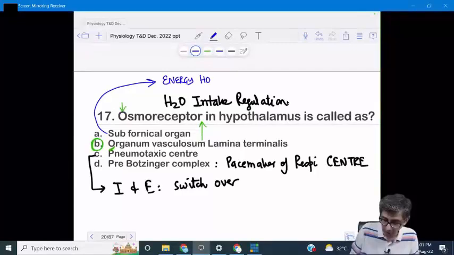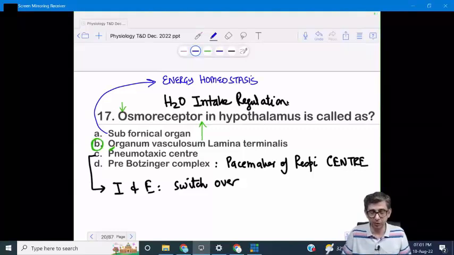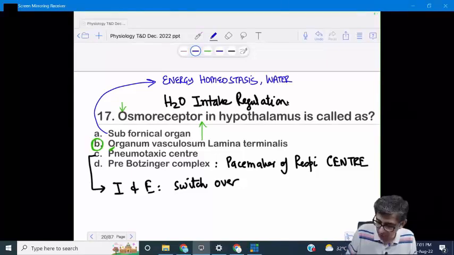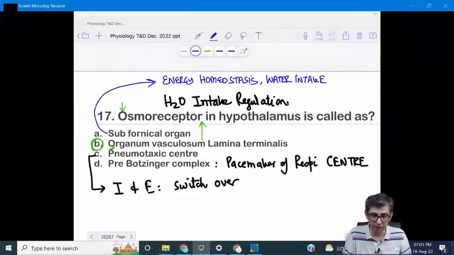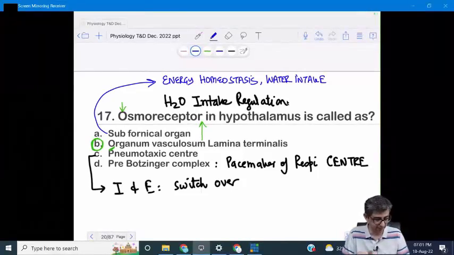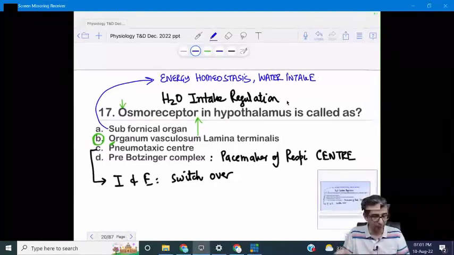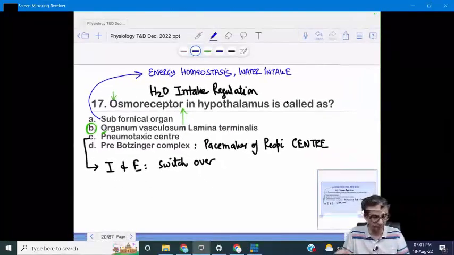It would regulate the caloric intake, energy homeostasis is the function with respect to organum vasculosum. Apart from that, it also regulates water intake. So there are two things which are regulating water intake. One is OVLT of the hypothalamus. Second is subfornical organ. But subfornical organ would regulate apart from this the energy component as well. I mean, if one person is hungry, the person will try to eat food. Answer to 17 is option number B.